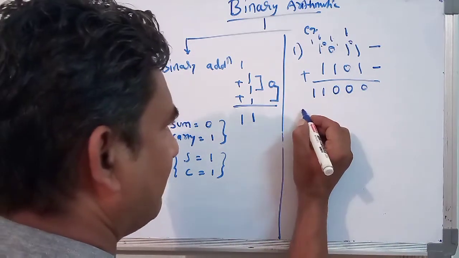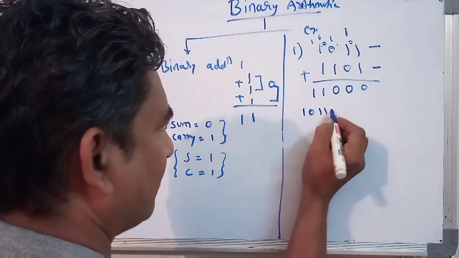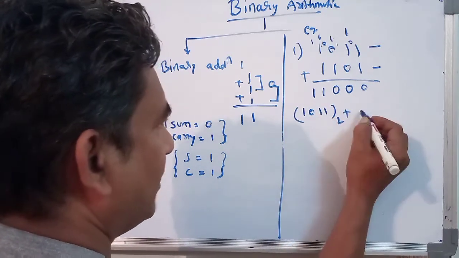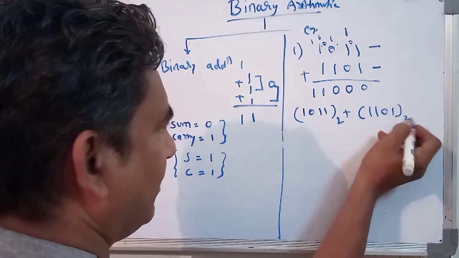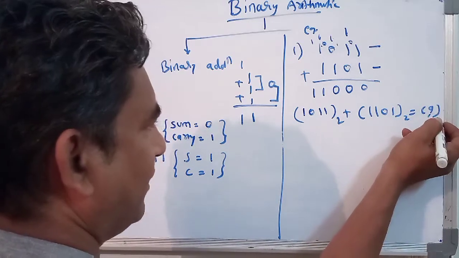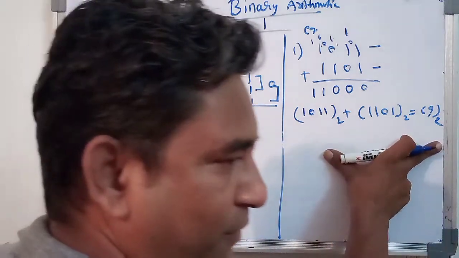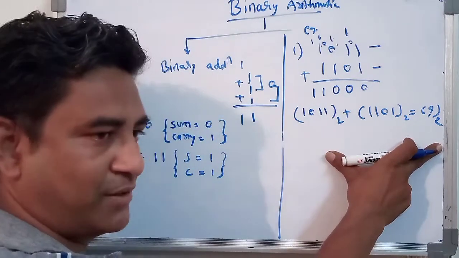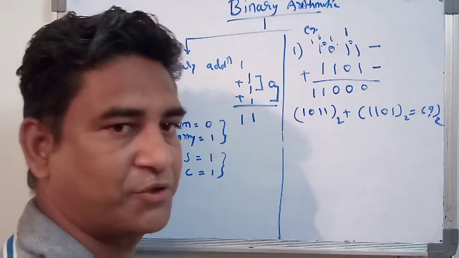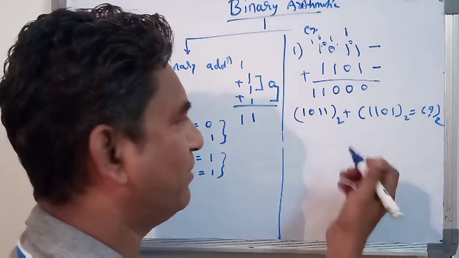At the end, in the examination, this type of problem is going to become 1011 base 2 plus 1101 base 2. What is the binary number? This type of problem is going to be asked in the examination for at least 3 or 4 marks. According to the specified question, it is being asked in the final paper.